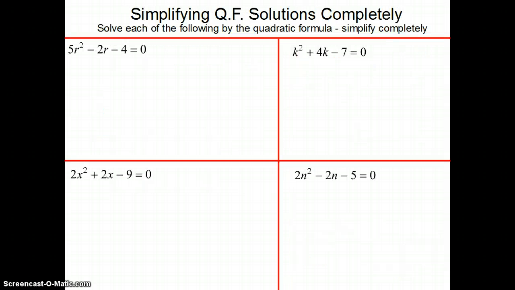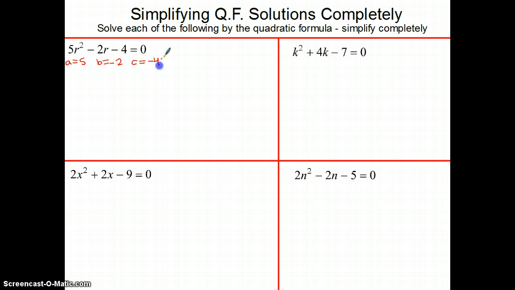The other thing I talked about in our most recent lesson was simplifying quadratic solutions completely. So I'm just going to go ahead and do one of those, and then I'll leave the rest up to you. I'm going to proceed to solve this by the quadratic formula. Step 1, make sure it's equal to 0, which it is. Step 2, I list my a, which is 5, my b, which is -2, and my c, which is -4.